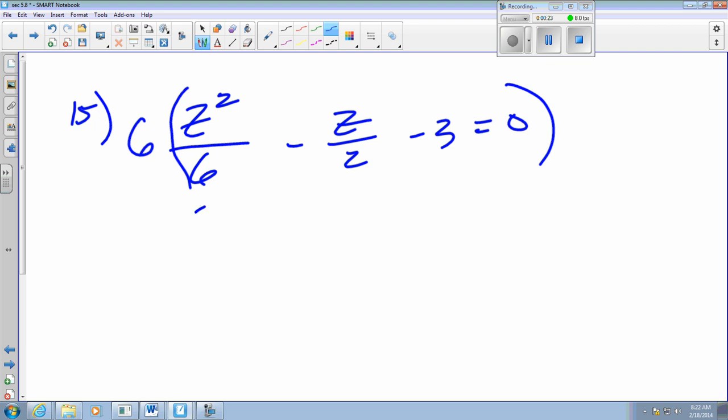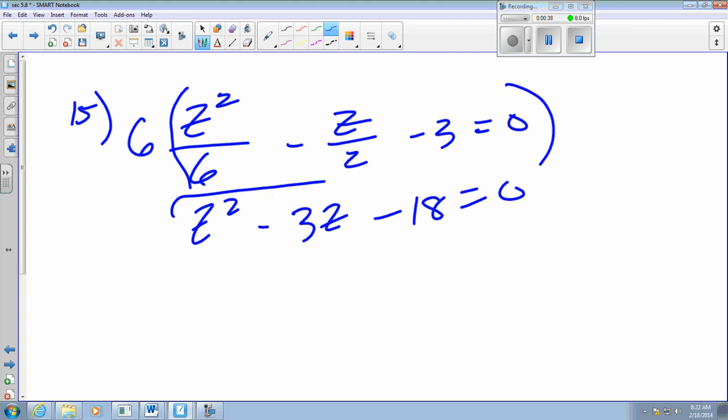1 times z squared gives me z squared. Minus 6 divided by 2 is 3. 3 times z is 3z. 6 times negative 3 is negative 18. And there's my equation. Now all we have to do is factor it.